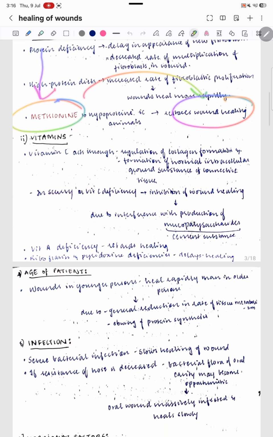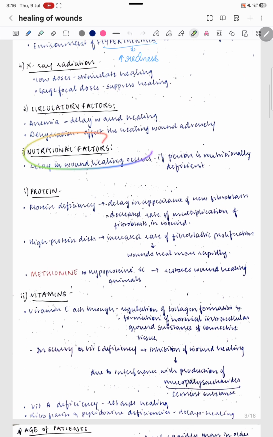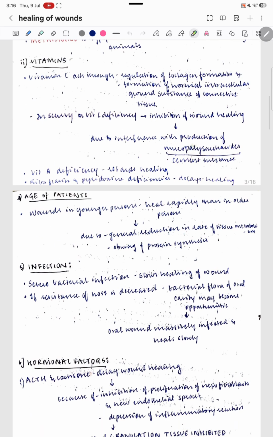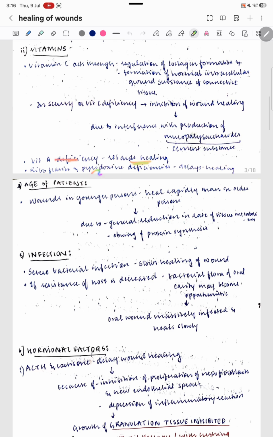Okay. Then vitamins. So in nutritional factors we discuss protein and vitamins, and vitamin deficiency is also an important factor which delays wound healing, as I gave you an example of B12. Then there is an example of vitamin C, that is scurvy. In scurvy there is a deficiency of vitamin C which inhibits wound healing due to interference with the production of mucopolysaccharides. Okay. Then vitamin A also retards healing.